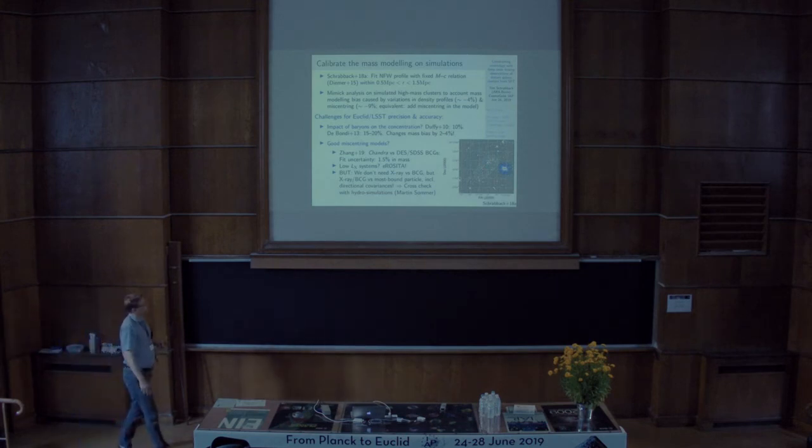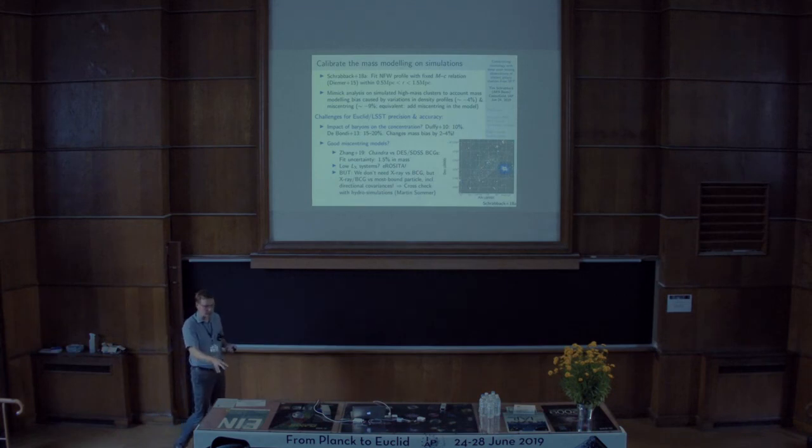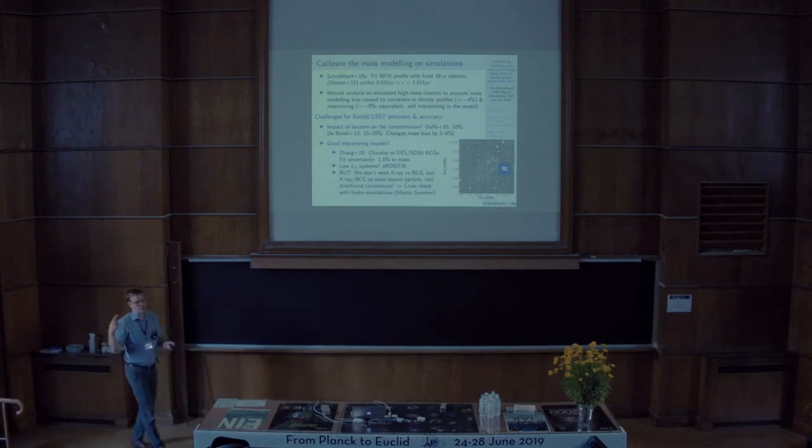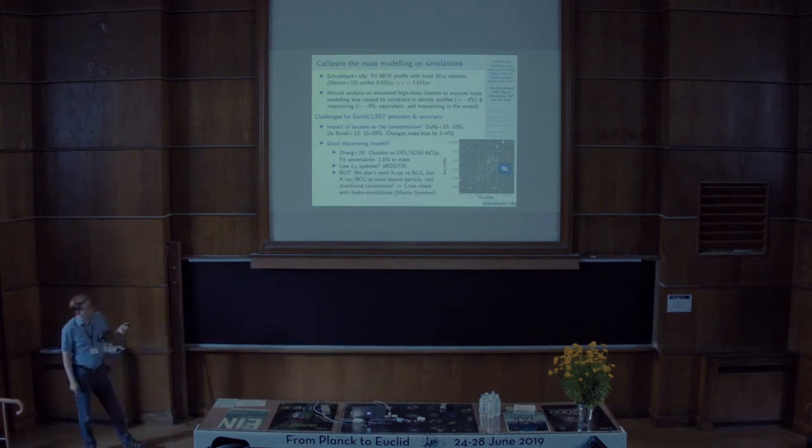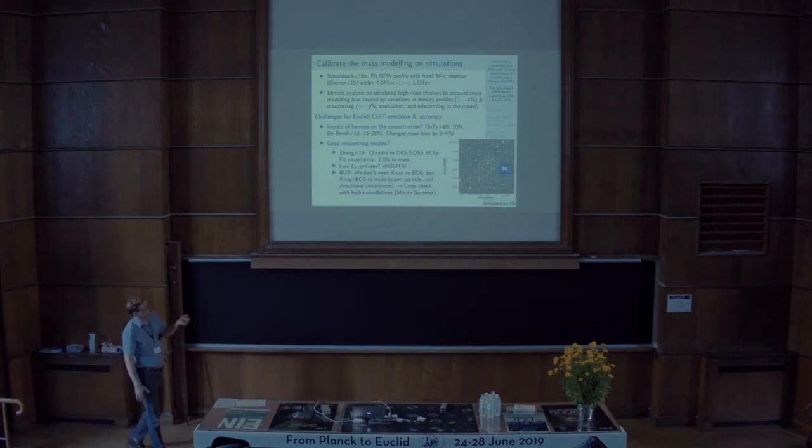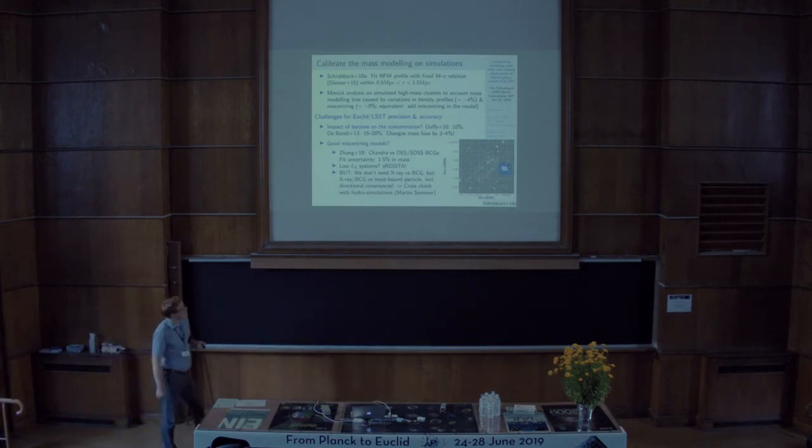One way which people have been doing typically is compare X-ray and BCG centers and say, okay, this is a miscentering distribution. That's probably similar to my miscentering distribution that I care about. But what we really care about is X-ray or BCG versus most bound particle. Okay, and that's what we don't have at the moment. And there are also important covariances.